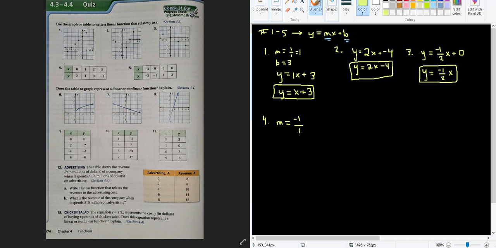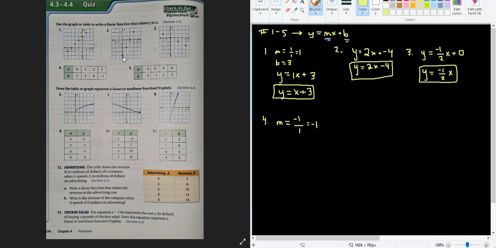So negative 1 over 1 is my slope, and anything divided by 1 is itself, so it simplifies to negative 1. The y-intercept on this one, how do you find a y-intercept from a table? I mentioned this in class: the y-axis has an x-coordinate of 0. So all of these y-intercepts have x-coordinates of 0.